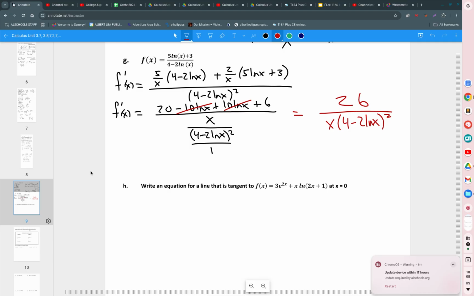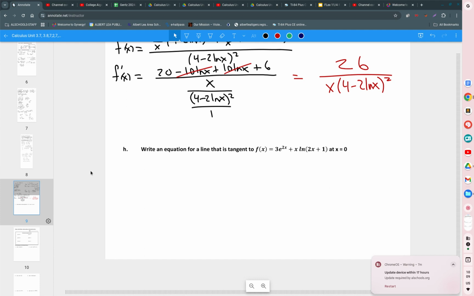Really does. So wait, at the top, how did you get the 5 over x and the 2 over x? So the derivative of 5 natural log of x is 5 over x. The derivative of 3 is 0. Oh, okay. See it? Okay.